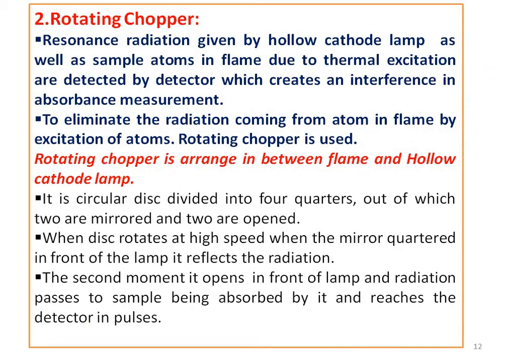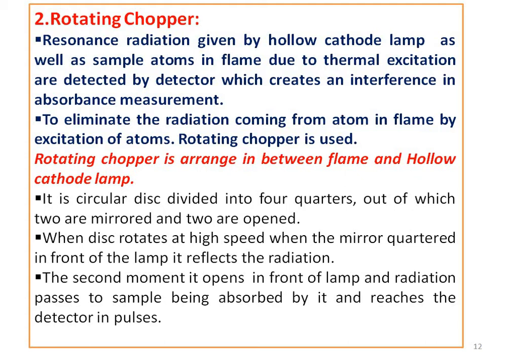The second important instrumentation portion is the rotating chopper. Resonance radiation given by the hollow cathode lamp, as well as radiation from sample atoms in the flame due to thermal excitation, is detected by the detector, which creates interference in the absorbance measurement. To eliminate the radiation coming from the atoms in the flame due to their excitation, a rotating chopper is used. The rotating chopper is arranged in between the flame and the hollow cathode lamp.